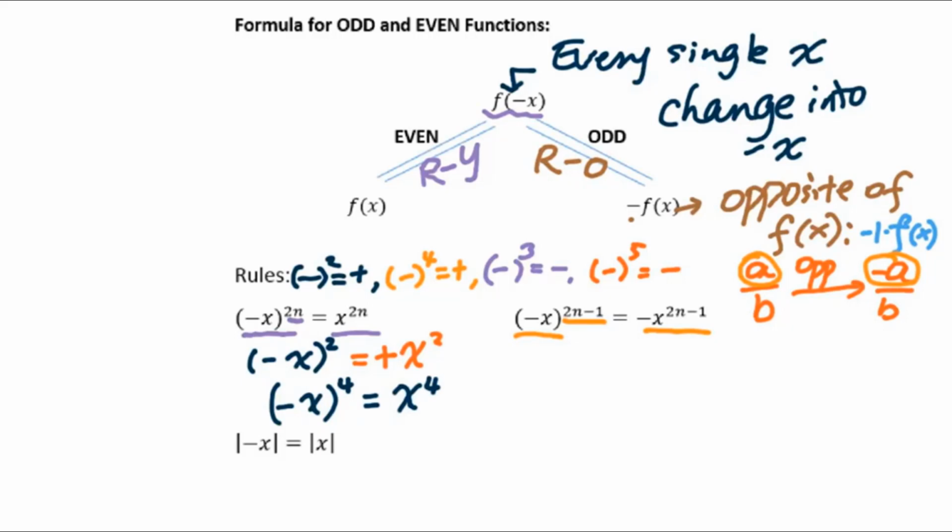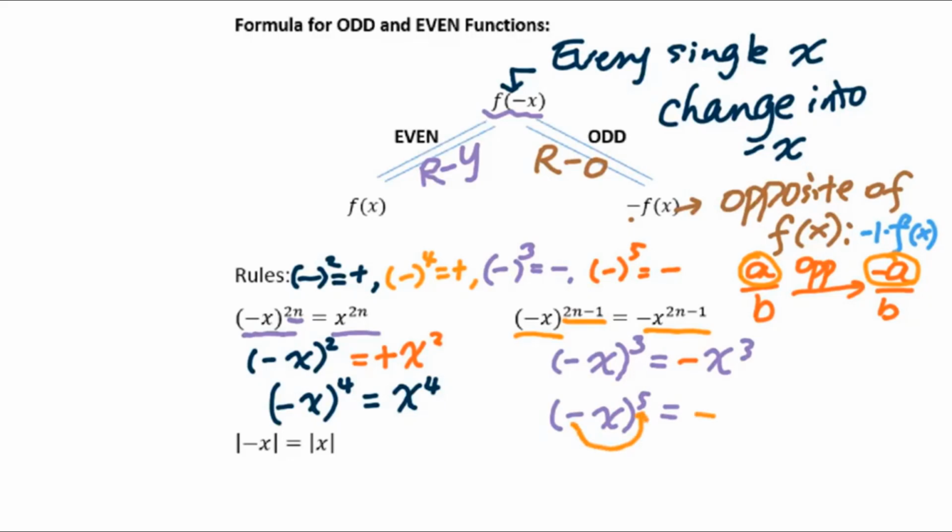Now let's go to this one. If I have negative x to the third power, you know that negative sign to the third power is negative, and x to the third power, I just write down x to the third power. Then we have negative x to the fifth power. You do it separately. What's the negative sign to the fifth power?